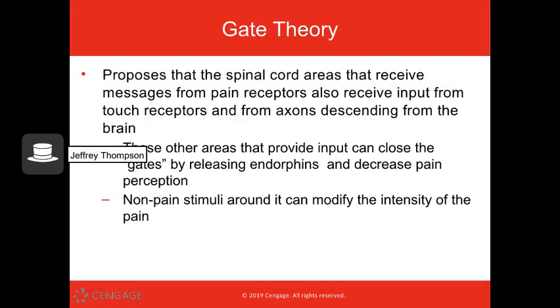So, when it comes to pain, there's what's called the gate theory. This proposes that the spinal cord areas that receive messages from pain receptors also receive input from touch receptors and from axons descending from the brain. These other areas that provide input can close the gates by releasing endorphins, and they decrease the perception of pain. Not the sensation, but the perception of pain. So non-pain stimuli around it can modify the intensity of the pain.